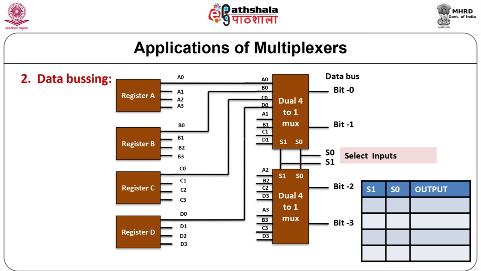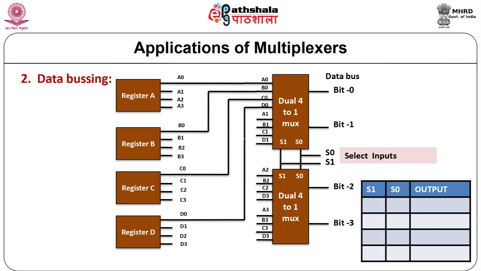We are considering 4 registers, namely A, B, C, and D. Each one of them is providing a 4-bit output, which are labeled as A0, A1, A2, A3. The same thing is true for B: B0, B1, B2, B3, and so on. To get the bus structure, we must use dual 4-to-1 multiplexers for all these applications. Let us consider 2 dual 4-to-1 multiplexers, and their interconnections are shown here.